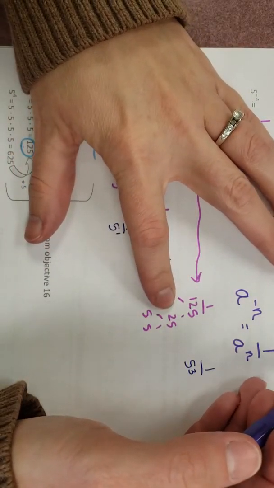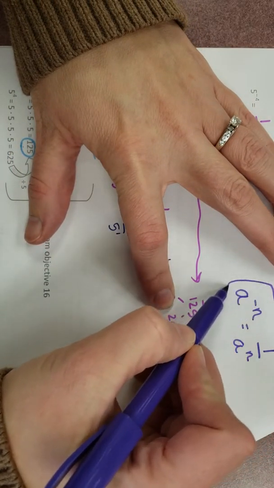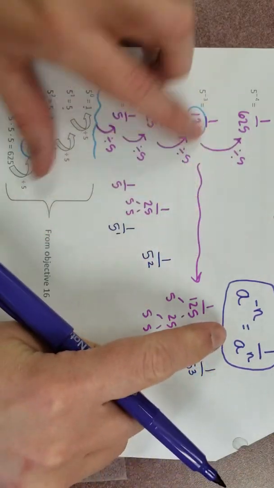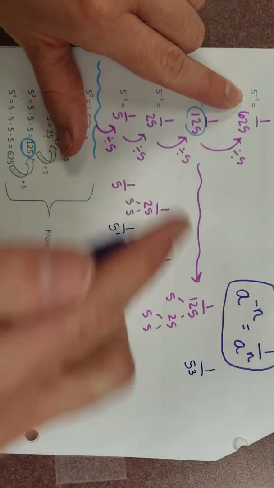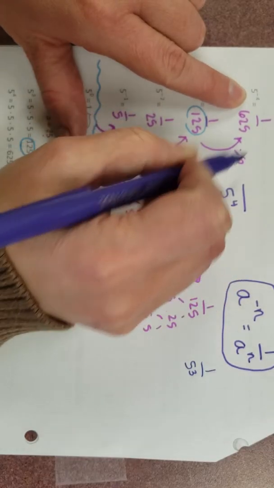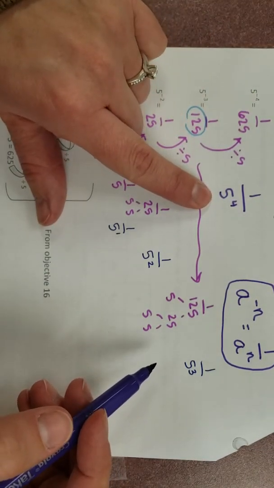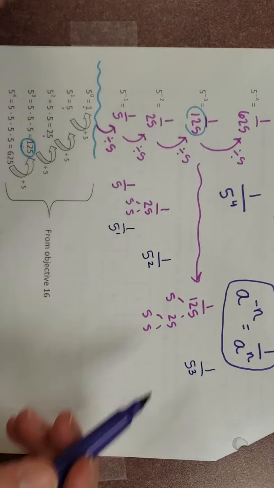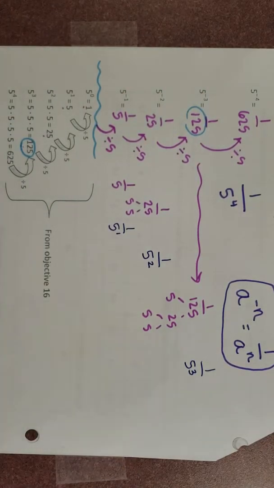So if we applied that, it's clear at the tippy top of the page. If we apply that to this top one here, that would mean that I could do 5 to the fourth in the denominator under 1 and lose that negative. So these two are equivalent, and I don't even have to do all that stuff in the middle.